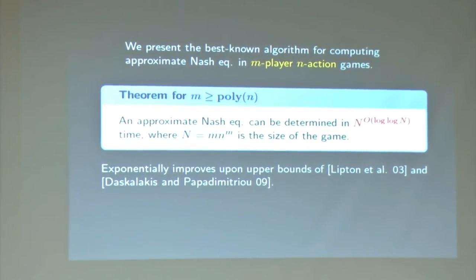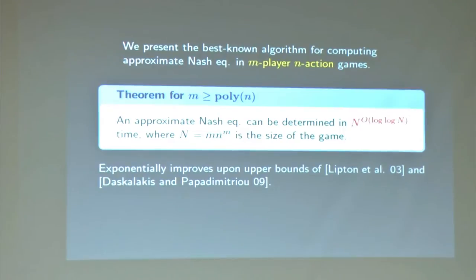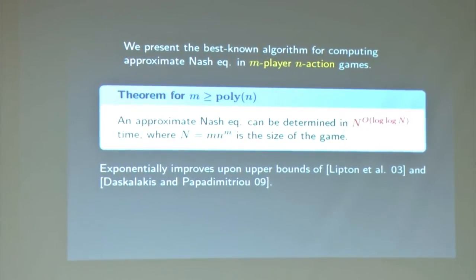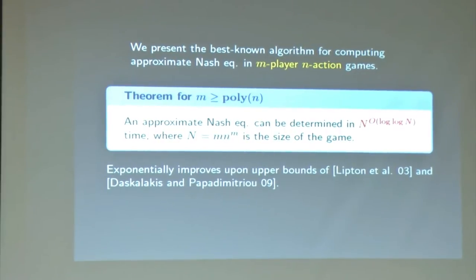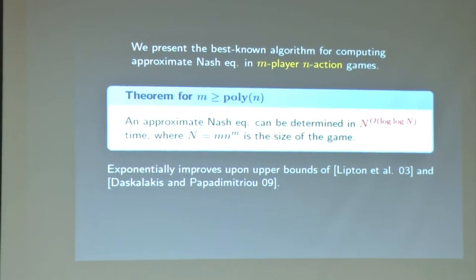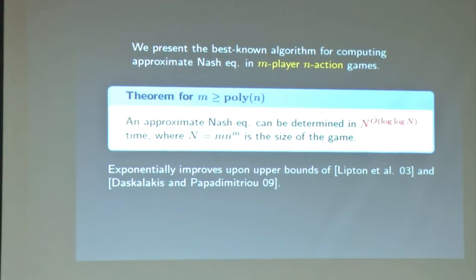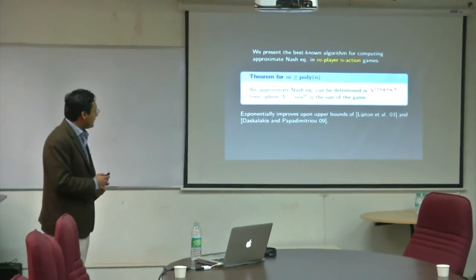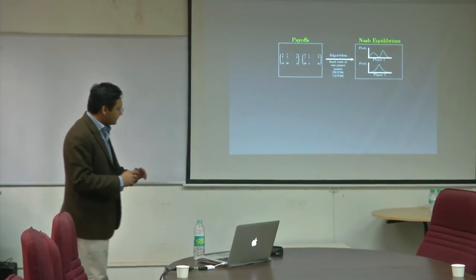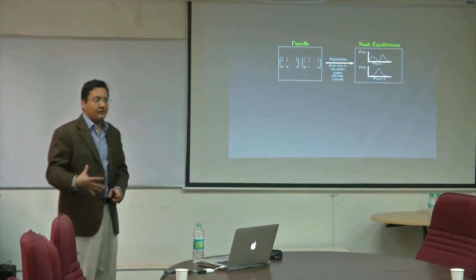And this result uses an interesting concentration bound for product distributions. A bit more qualitatively, what we do is sort of exponentially improve upon the running time bounds for multiplayer games by Lipton, Markakis and Mehta, another result of this collaboration. This is sort of a result right here. And so that sort of wraps up my first part of the talk.